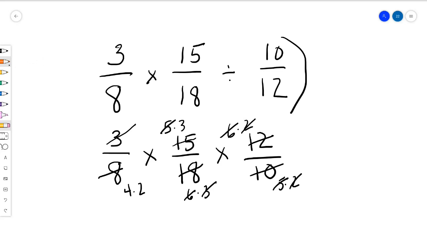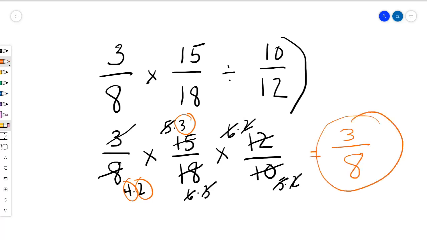Let's find what I have left. On top, I have a 3. And on the bottom, I have a 4 and a 2. All right. What is that then? 3 on top and 8 on the bottom. All right. And that's how we multiply and divide fractions.